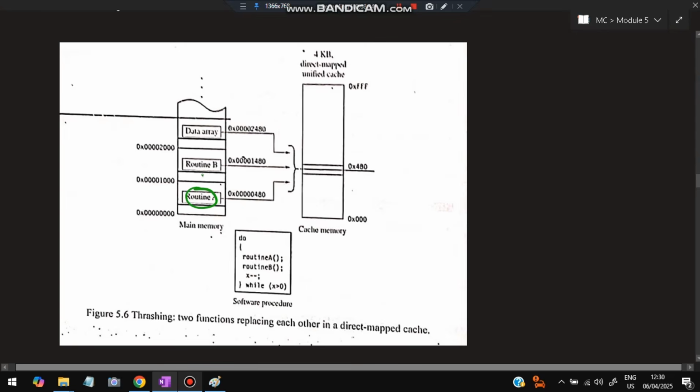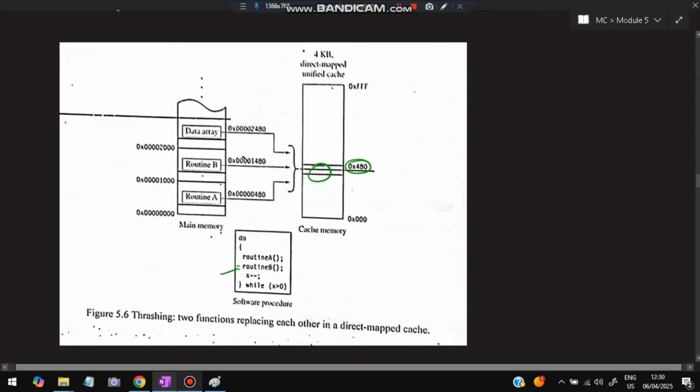There are two functions, routine A and routine B. Both want to sit in 0x480. Why? Is 0x480 a golden seat? No, it's not a golden seat. It is the ending address. Algorithms decide which location you should select, and in this case the ending address decides where it is to be stored. So it will be stored in 480. 480 is present here at the last three digits, so it is trying to access 0x480.